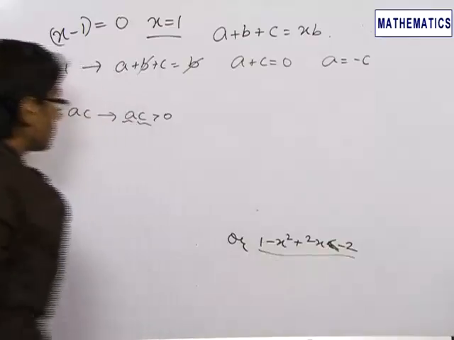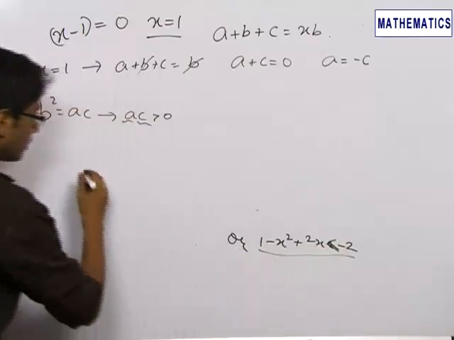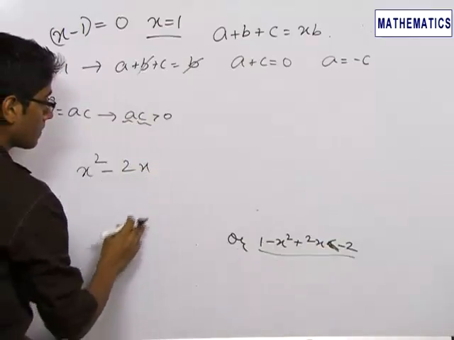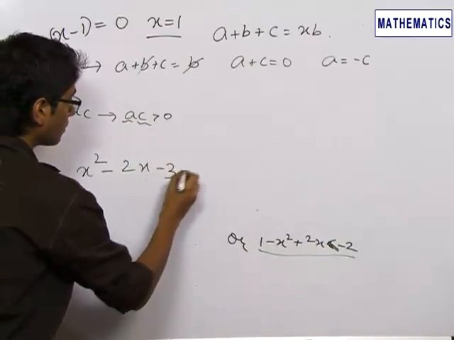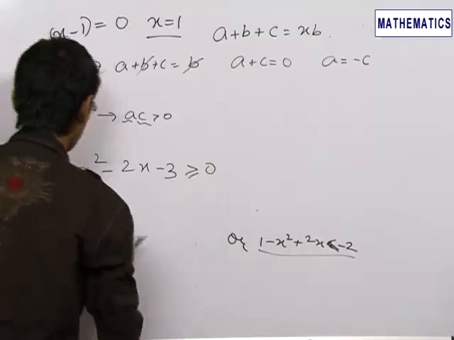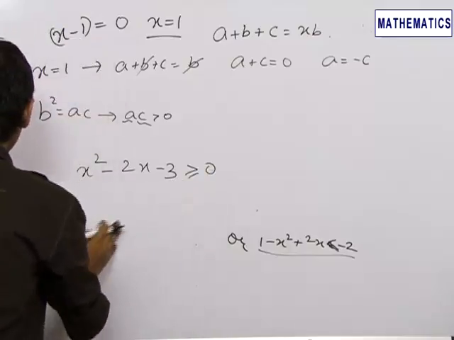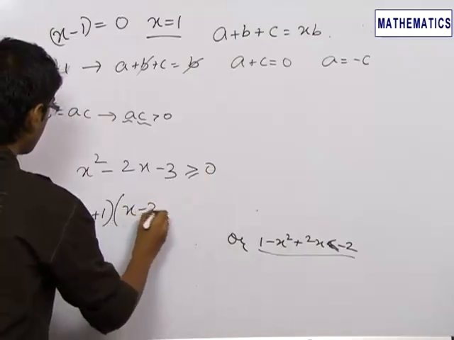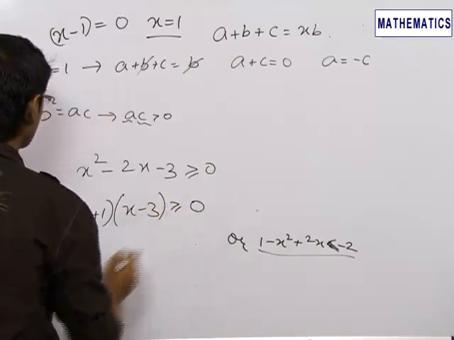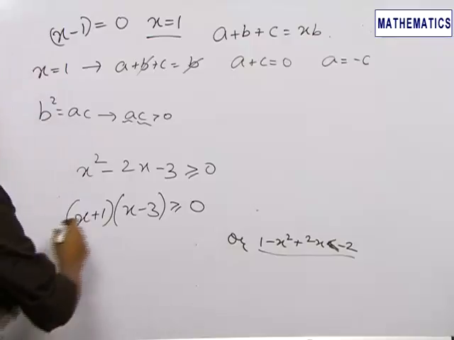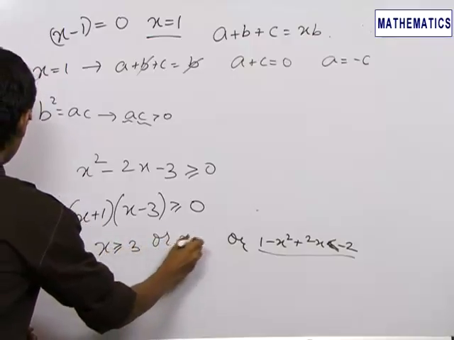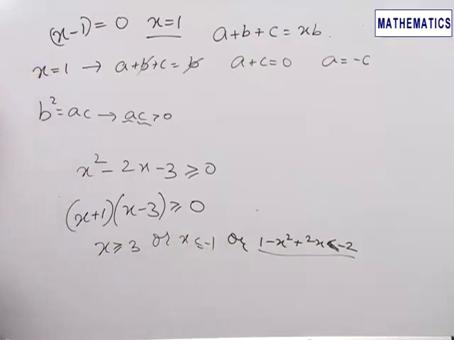Taking the second equation, we get x² - 2x - 3 greater than or equal to 0, which gives us (x + 1)(x - 3) greater than or equal to 0, which gives us x greater than or equal to 3, or x less than or equal to -1.